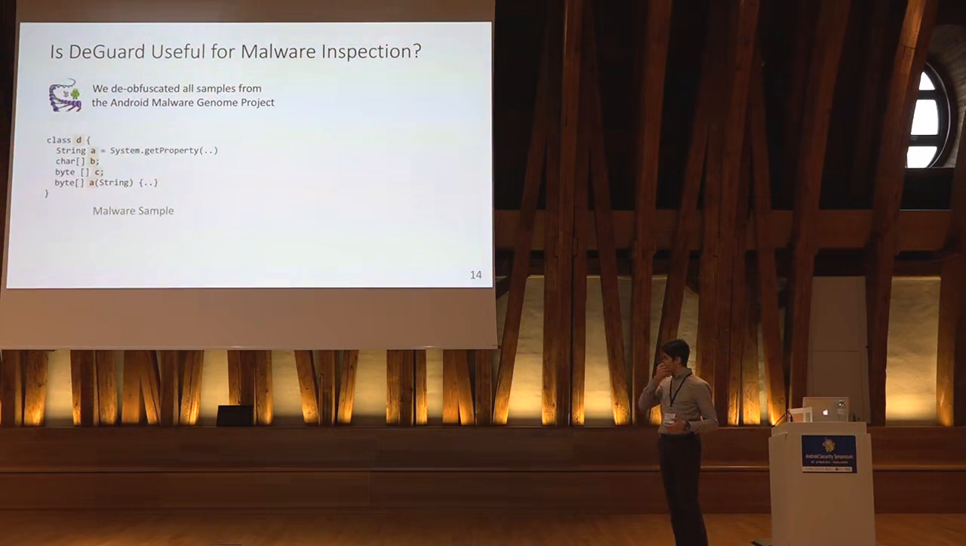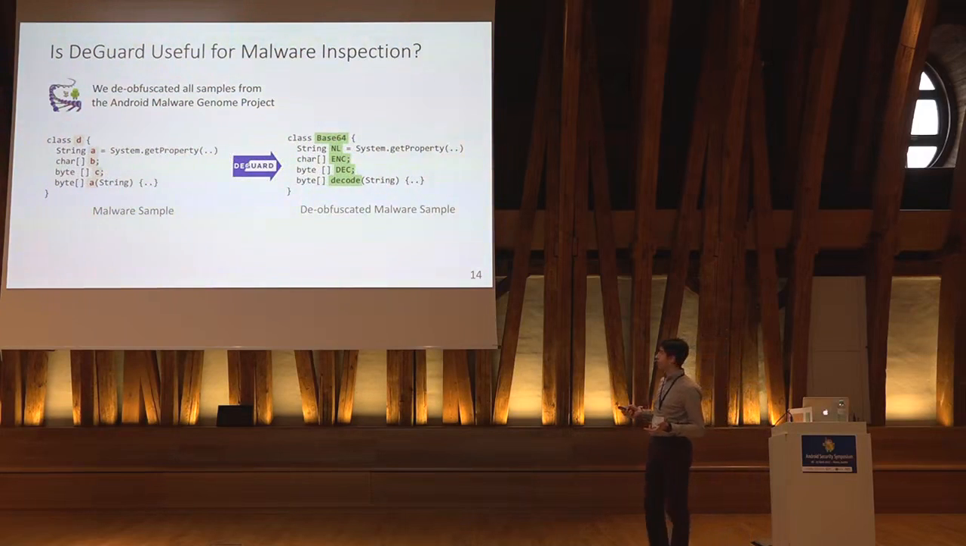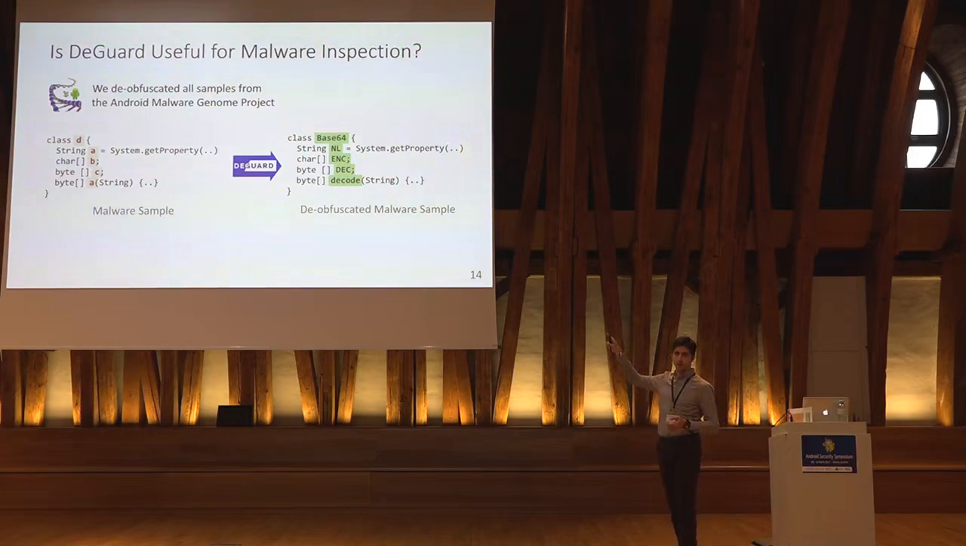Here's one example, a common example actually, that I found in many different malware samples. You have a class like this, where if I look at it, I don't know what it does. It's hard to understand. After DGARD, we observe the following. I see now that this class is actually called base64. I have a method which is called decode, and if I check the implementation of this decode method, I indeed see that it is doing base64 decoding.